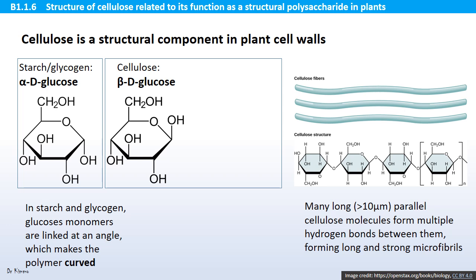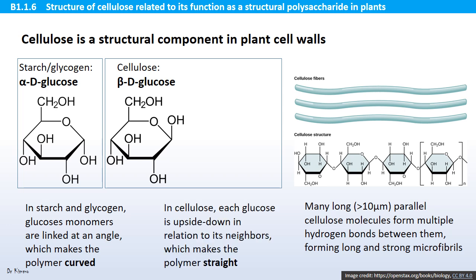In starch and glycogen, glucose monomers are linked at an angle, which makes the polymer curved. In cellulose, each glucose is upside down in relation to its neighbors, which makes the polymer straight. You can see this in the illustration on the right. This difference in structure has important consequences, and we will look at the reason behind this difference in structure.